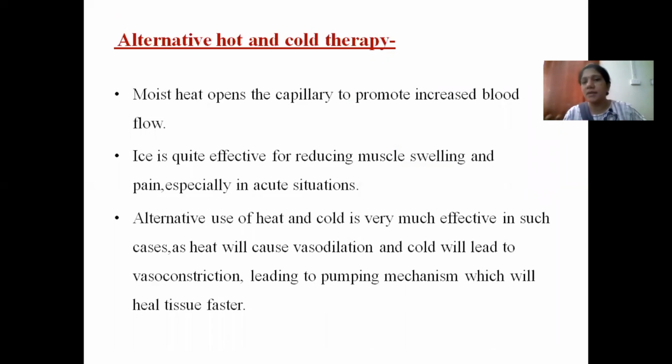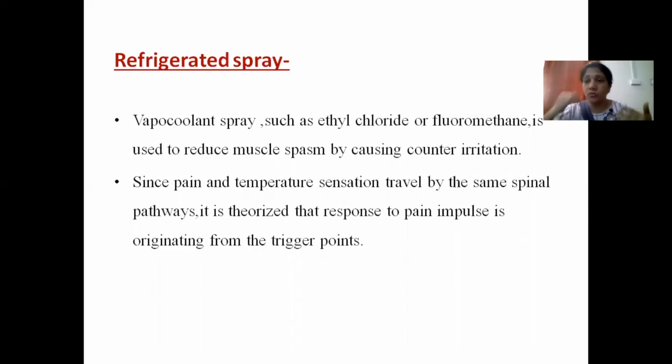Moist heat opens the capillaries to promote increased blood circulation, and ice is quite effective for reducing muscle swelling and pain, especially in acute situations. Heat as well as cold therapy can be helpful in relieving muscle spasm. Plus, the alternate use of heat and cold therapy is effective, as heat will cause vasodilatation and cold will lead to vasoconstriction. This alternate heat and cold therapy will be helpful for quick relief.